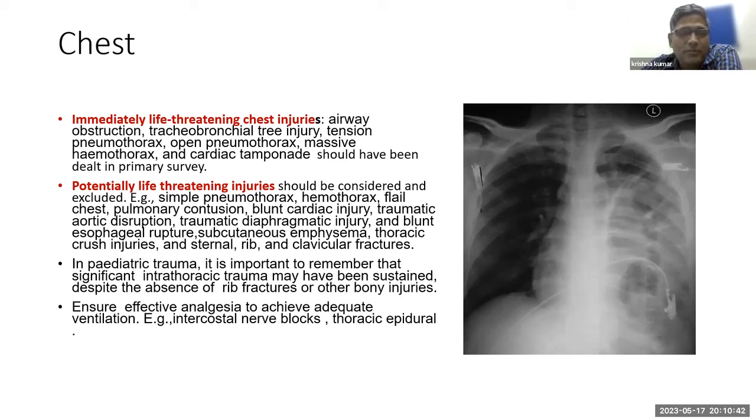And it is important to note that in pediatrics, though there will not be obvious rib fractures, or even imaging will not show them, children develop pulmonary contusion. So it is important to do a CT scan in them to look for this, because X-ray will not be very reliable in this population. And anesthesia should be provided effectively by using intercostal nerve blocks or thoracic epidurals, etc.